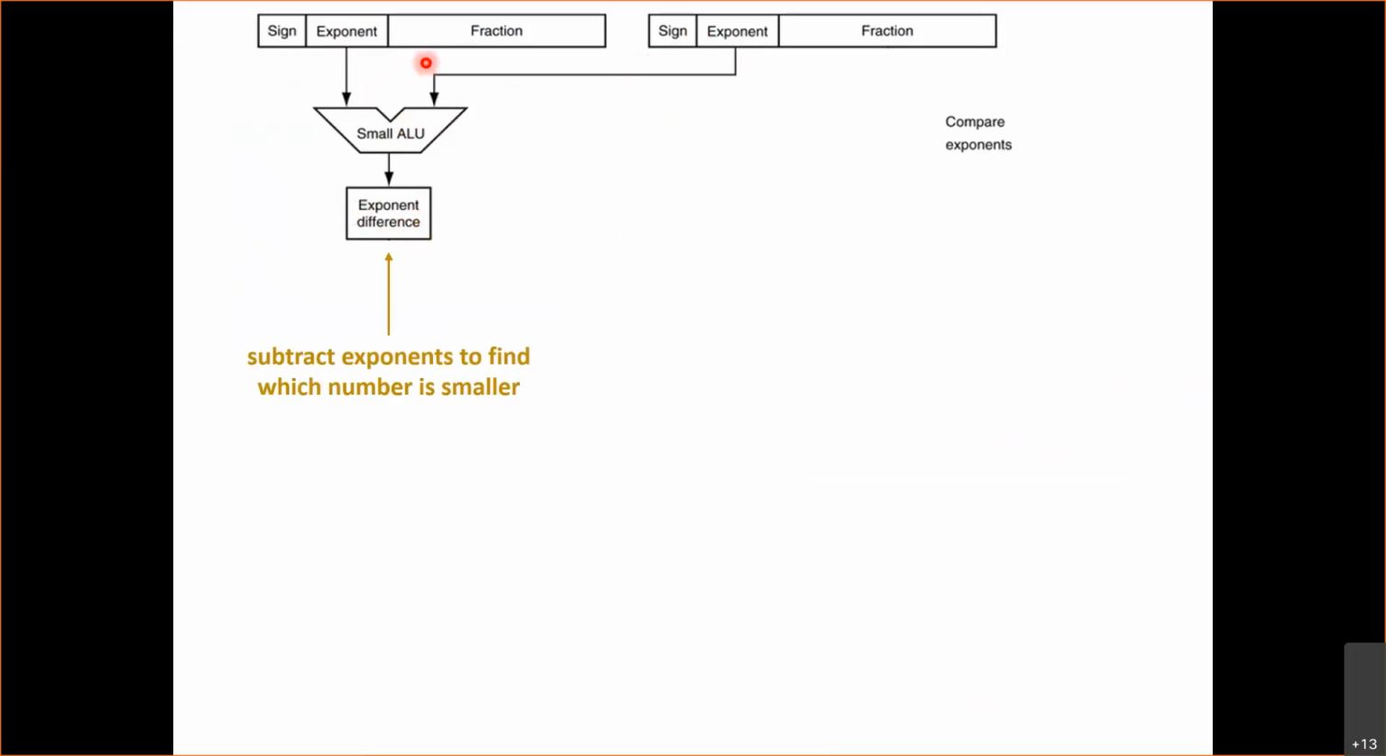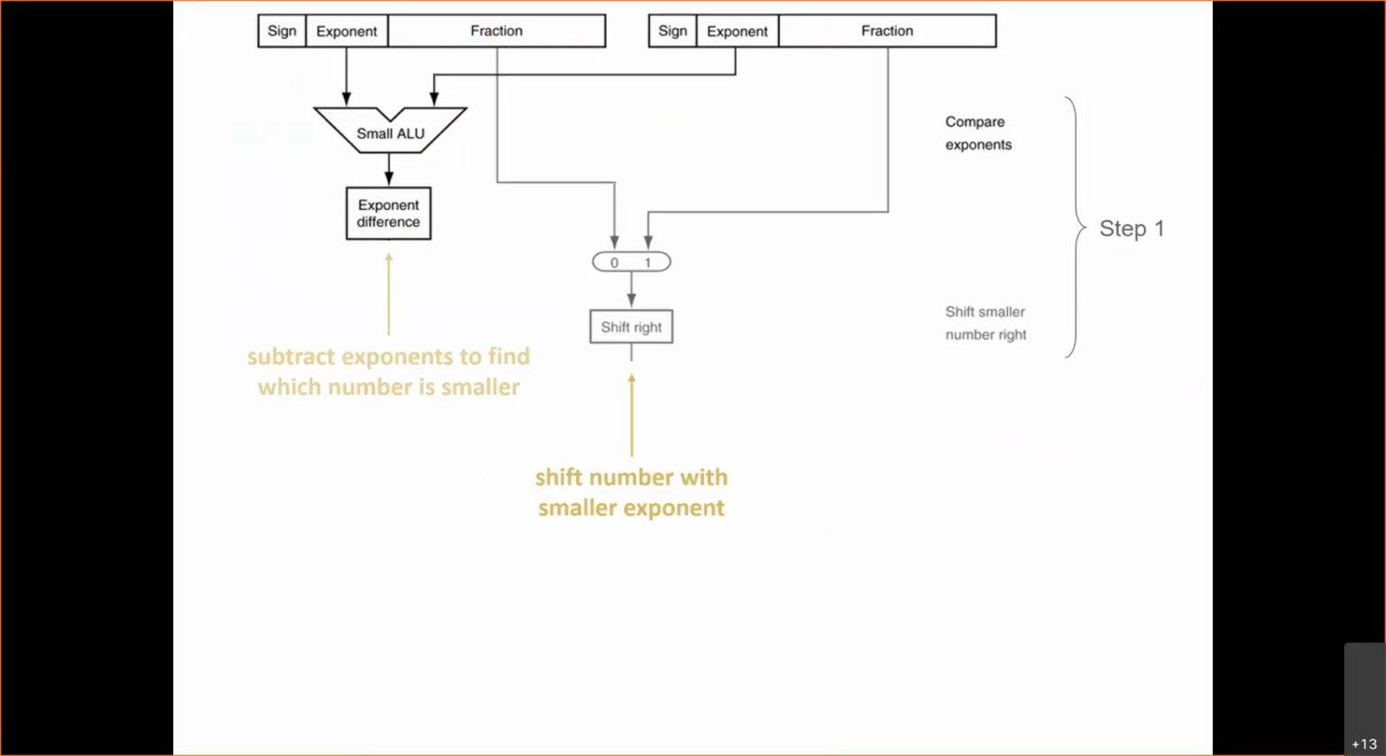And once I know which number is smaller, what do I do? I want to take the smaller number and shift it. So how do I select the smaller number? What hardware unit do we use to select? A multiplexer, exactly. So we're going to take the two fractions and pass those to a multiplexer. This multiplexer is going to select the smaller fraction, the fraction that corresponds to the smaller exponent, and shift it to the right.